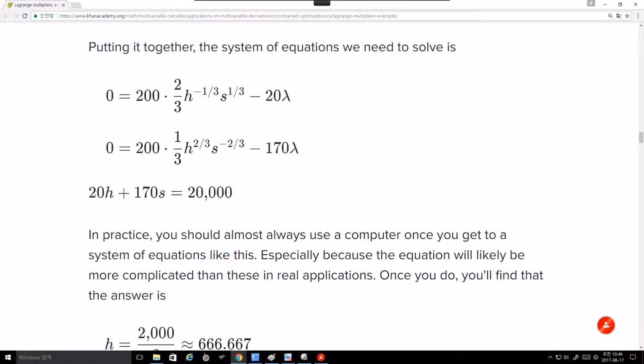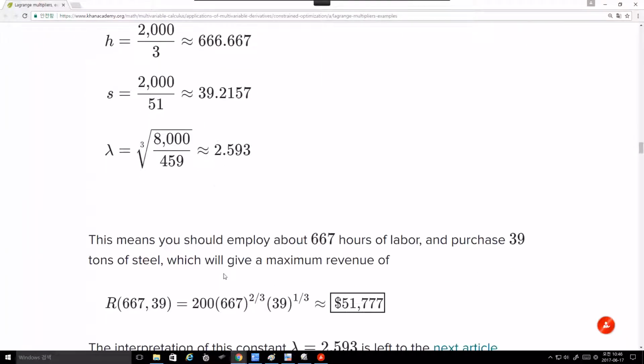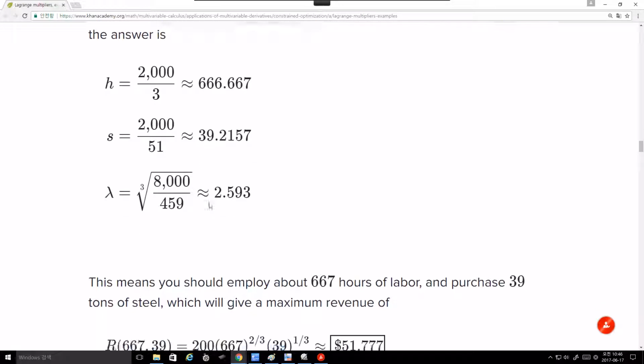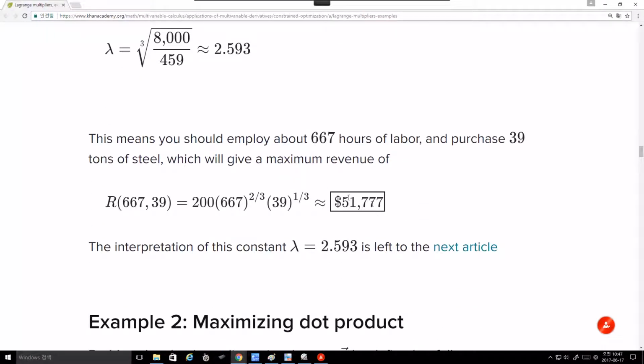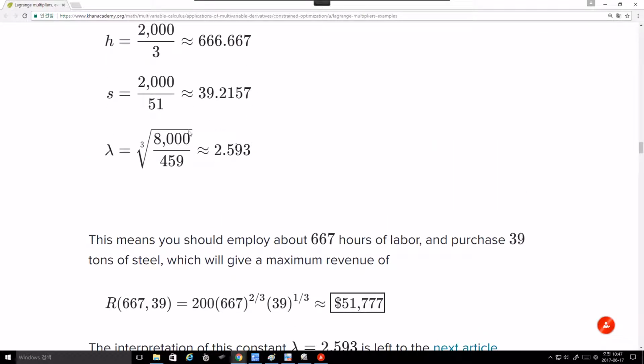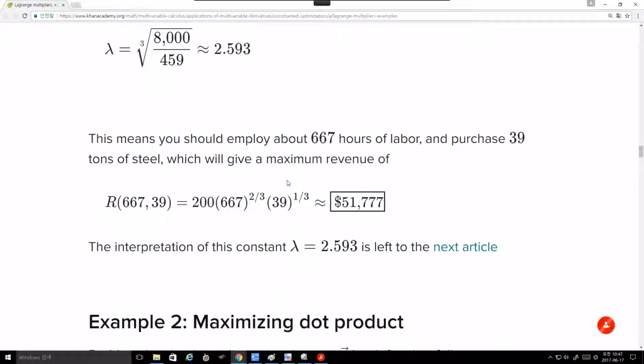Once you do, you will find the answer like this one. This means you should employ 667 hours of labor and purchase 39 tons of steel. Using this, we have this product. The interpretation of this constant, lambda being 2.593, is left to the next article. What is the interpretation of this value? We will cover this shortly.